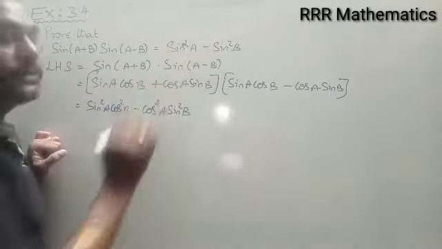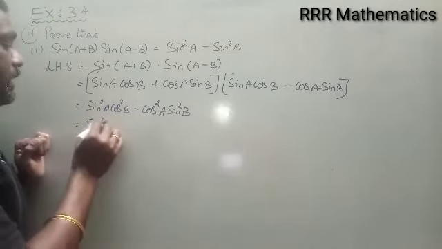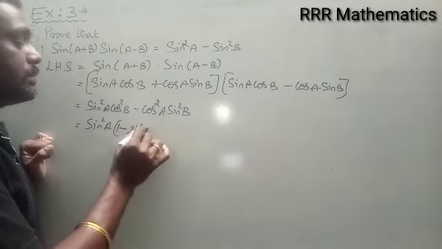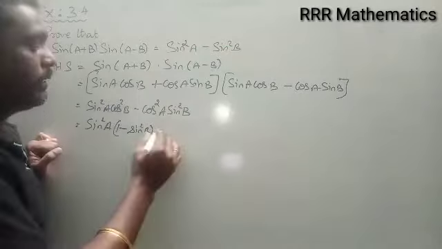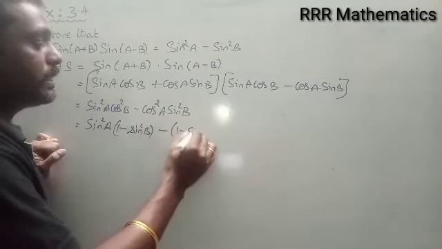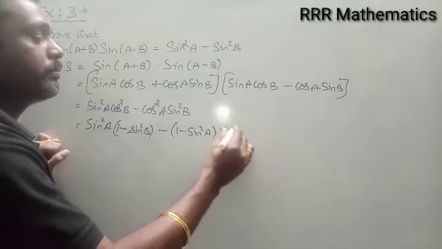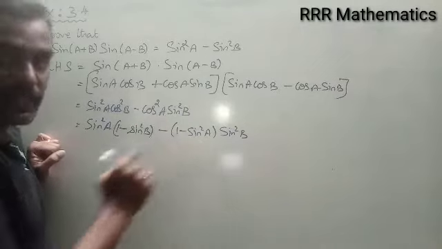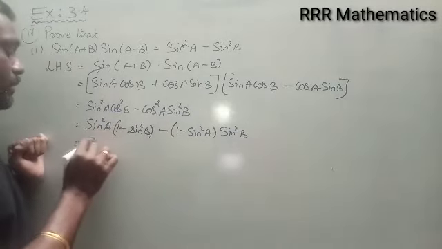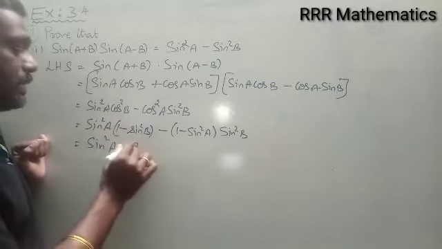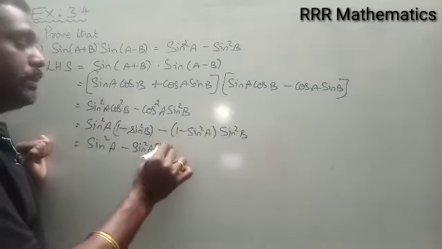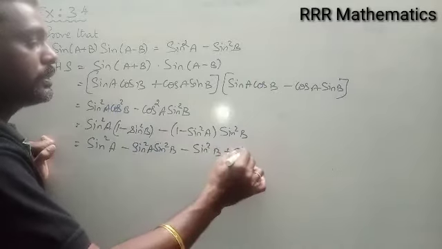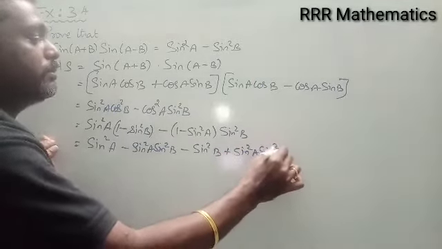I have to prove sin square a minus sin square b. I need everything in terms of sin. So I'll keep this sin square a as it is. I'll write cos square b as 1 minus sin square b, because I need everything in terms of sin. And I'll write cos square a as 1 minus sin square a. Now multiply. Sin square a into 1 is sin square a, minus sin square a into sin square b. Now take this minus sin square b inside: minus sin square b, minus into minus plus sin square a sin square b.